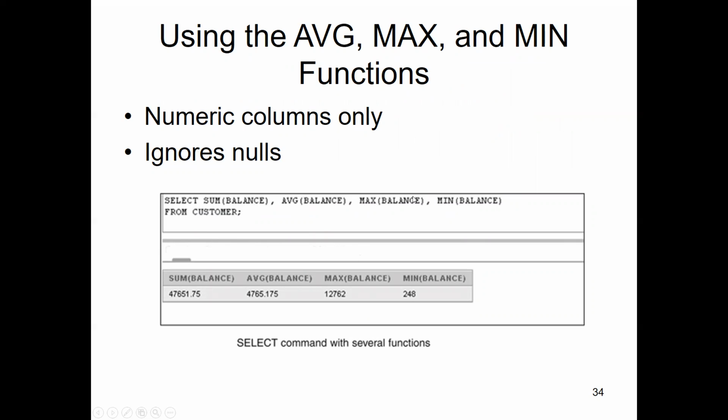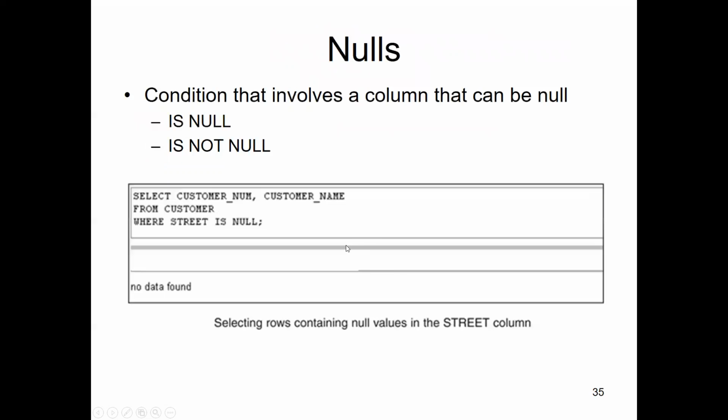And this is on the entire table because there's nowhere. And so it's going to give you the total of all the balances, how much is outstanding, the average balance, the max, and the min. Null value, I hope I explained that okay.